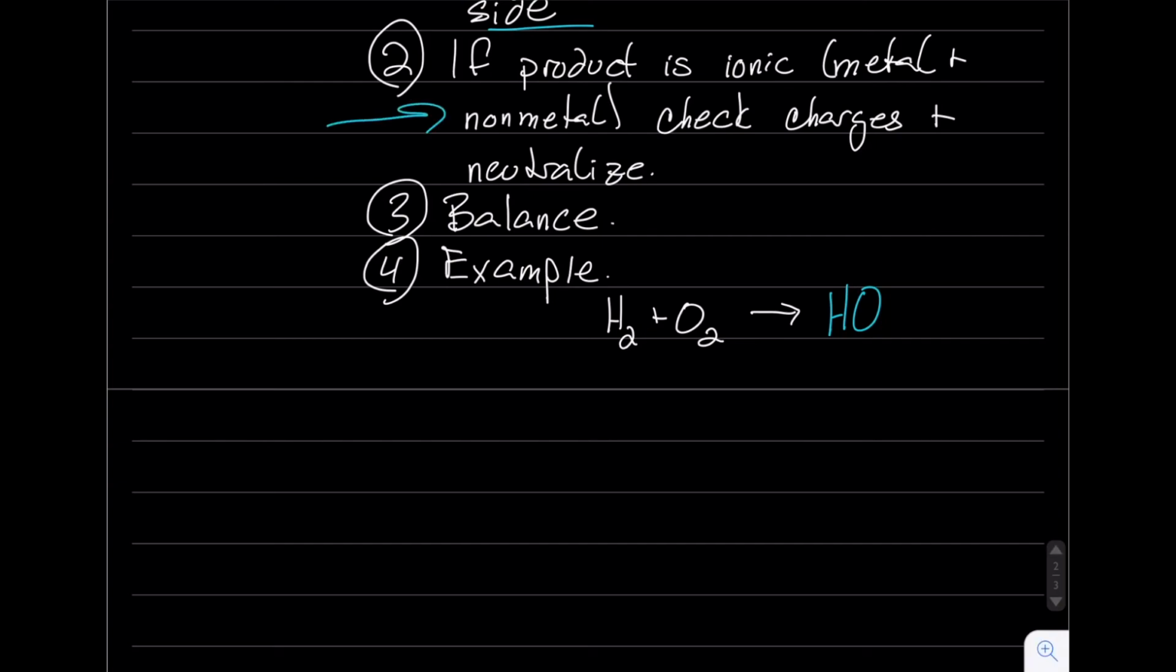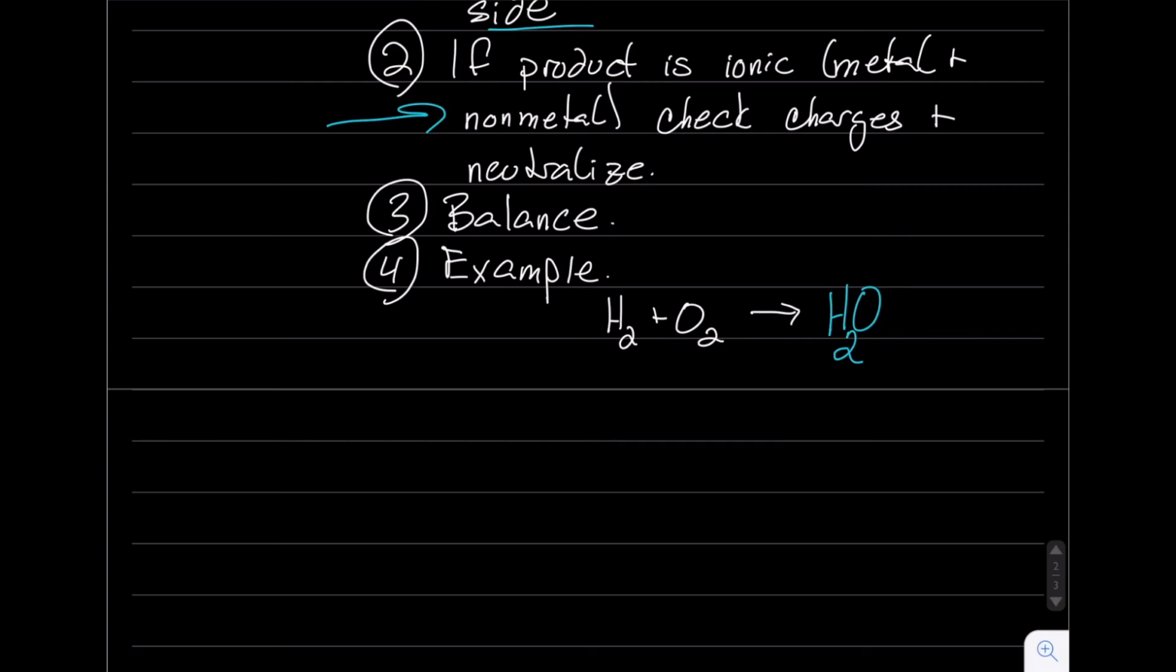If the product, step 2, is ionic, a metal and nonmetal, check the charges and neutralize. So we have H, which is not exactly a metal, but he's on the metal side, so we're going to treat him as a metal. And we have O, which is a nonmetal. So we have to check the charges. So H has a 1 plus charge, O has a 2 minus charge. So to make those neutral, we need to add another H, which makes it H2O.